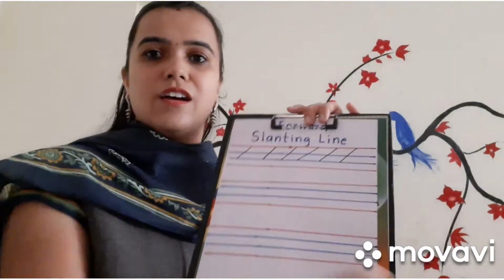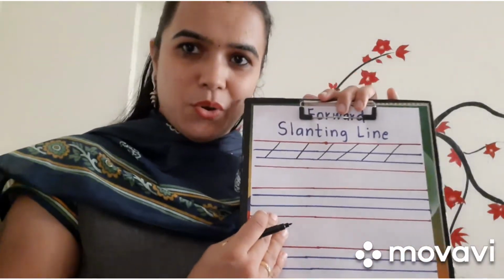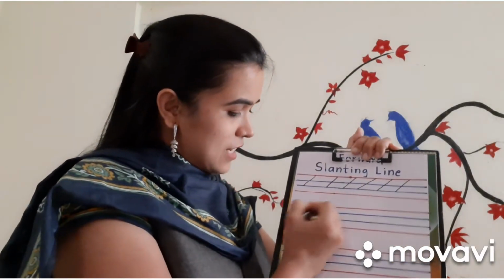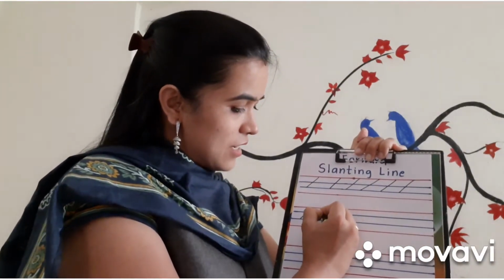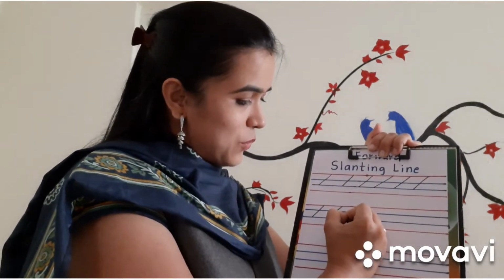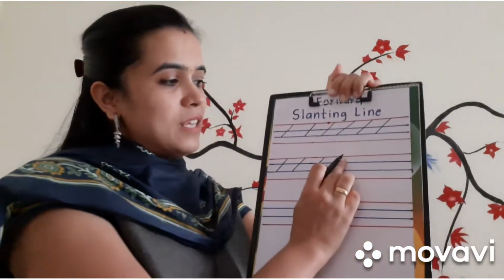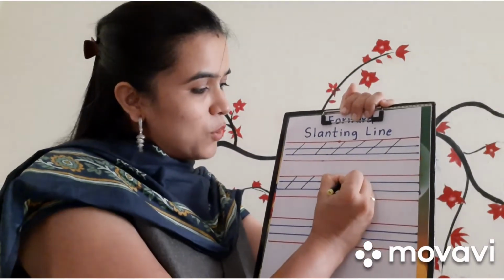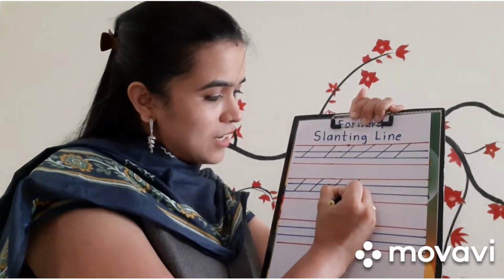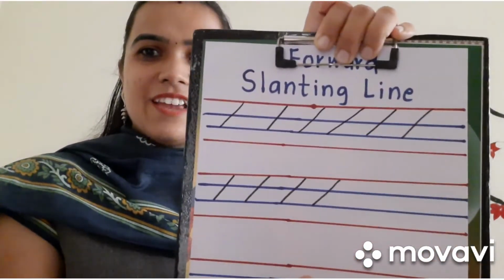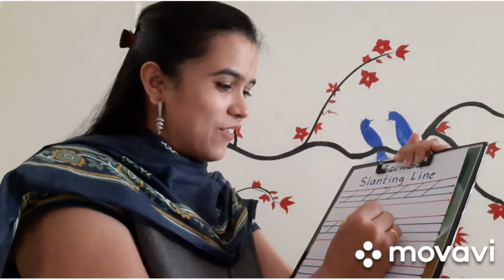Yes. Now I will draw some more, okay? Forward slanting line. From right to left. From this red line, you are going to start and you have to come down on the left side till the blue line. Okay? Yes, that's great.